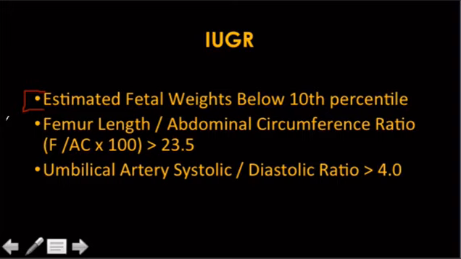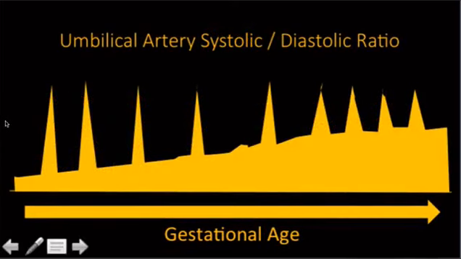But again, these make you wonder whether or not something's going on. So let's talk about this umbilical artery systolic to diastolic ratio. Basically, as you progress in gestational age, the umbilical artery resistance should get less and less and less. And the general rule is that 2 to 3 is 2 to 3 at 32 weeks. In other words, 2, 3 at 3, 2.